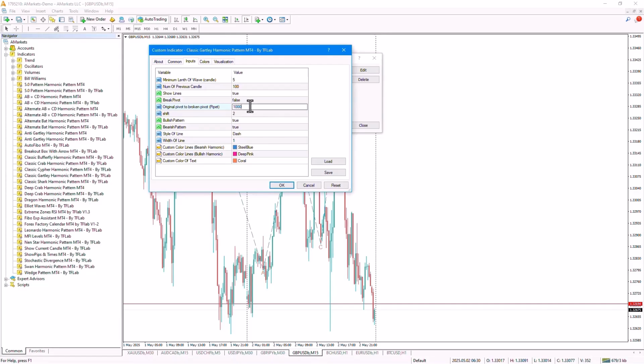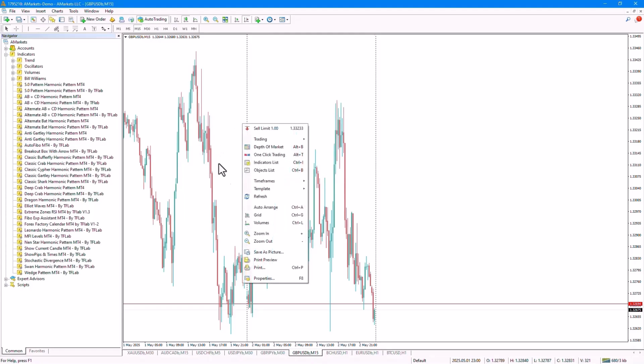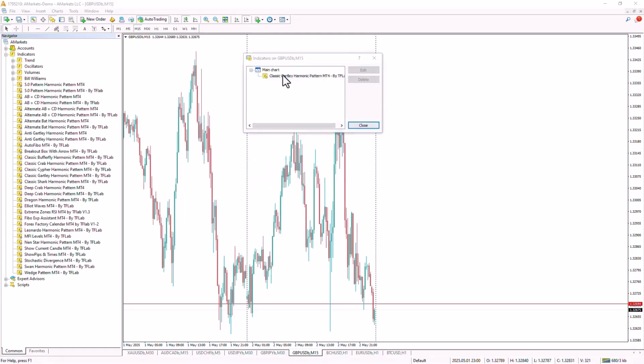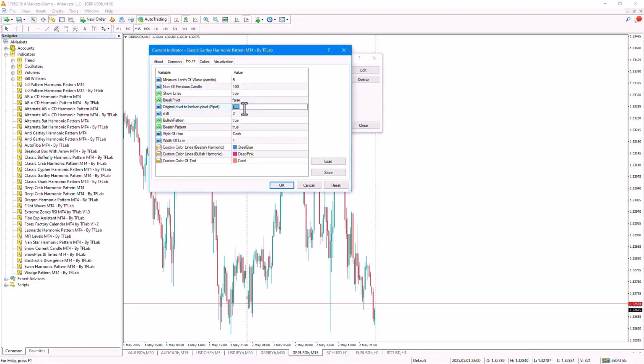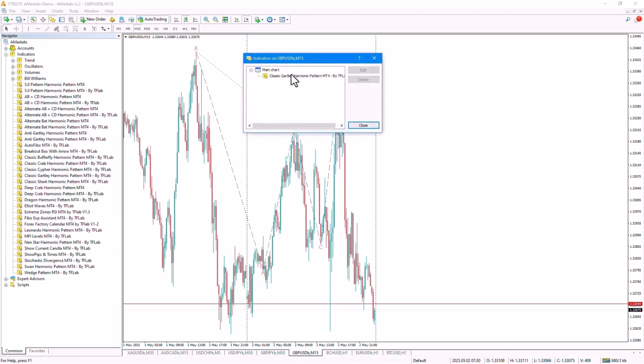Here I set it to 1000 pipettes for the same 100 pipettes setting, and we see that it does not display the pattern for us. And when I set it to 1000 pipettes, it recognizes the distance and considers it as confirmation.